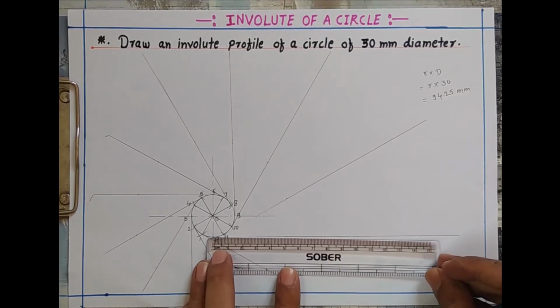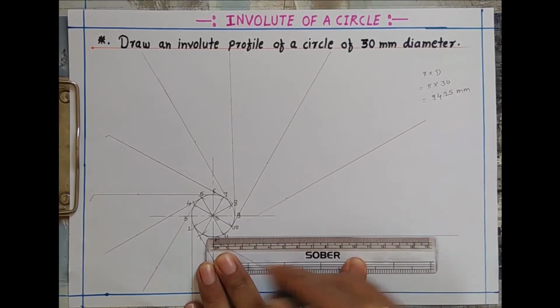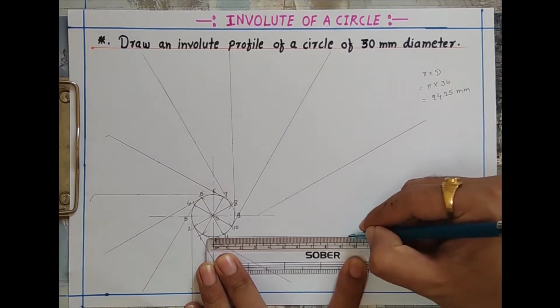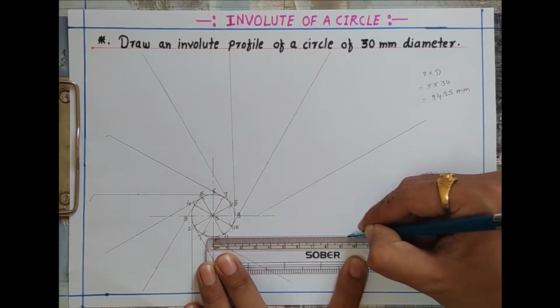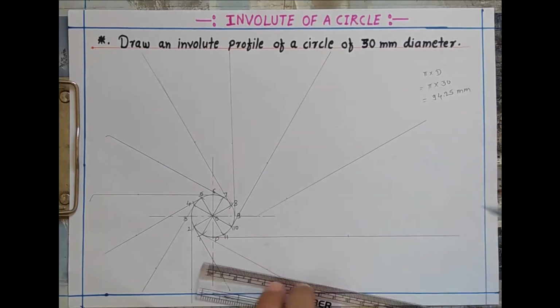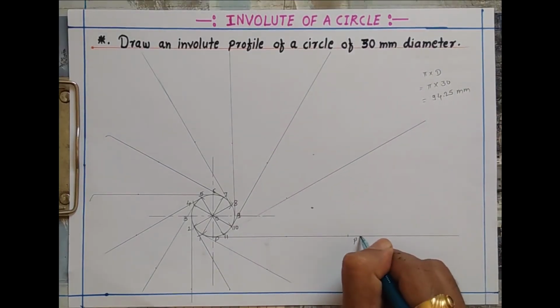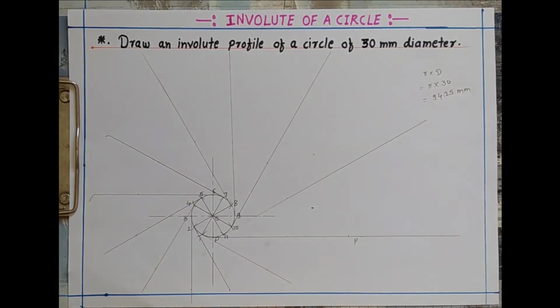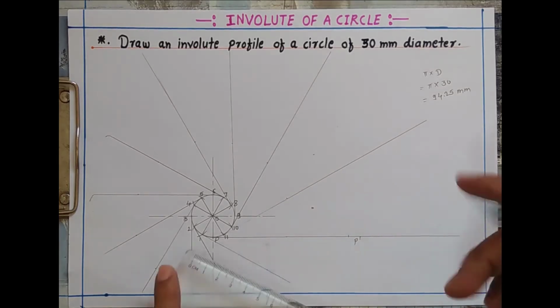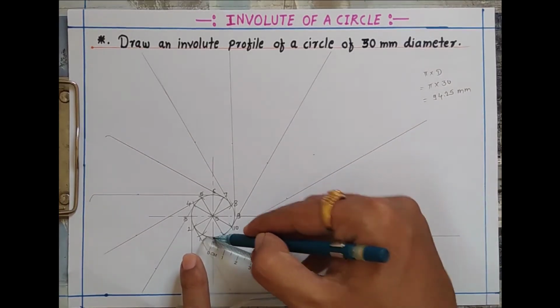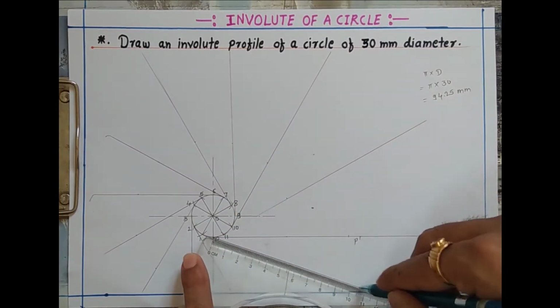Now we mark that distance on this horizontal line. So this is 90, and the next four divisions give 94.25. There we get the point P dash. So P to P dash is the distance of the circumference; if we unwind the thread, it measures 94.25 mm. Now we have to divide this distance into 12 equal parts.